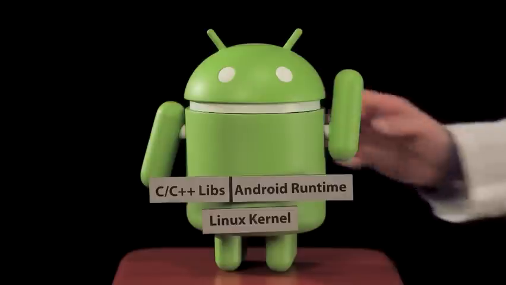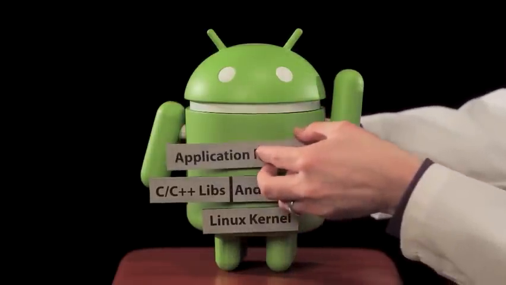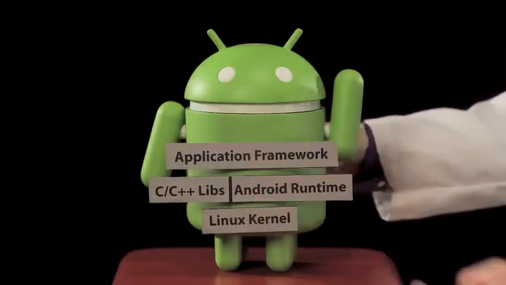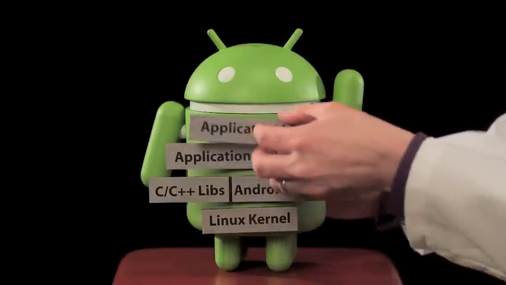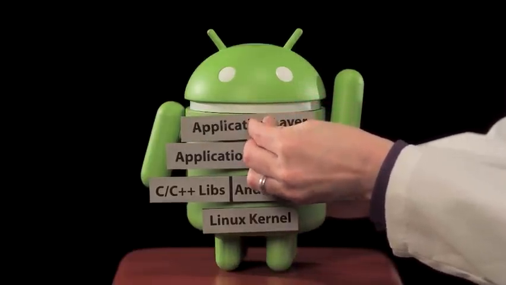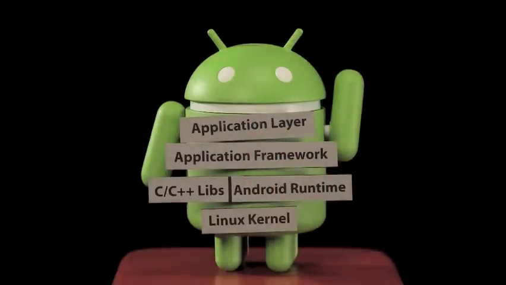Your apps run within its own instance of the VM, using the classes and services provided here, in the application framework. On top of that sits the application layer, which includes your app and every other app that's installed on the device. So when you hit run in Android Studio, the first thing that happens is your code gets compiled into bytecode that can be run in the Android virtual machine. That then gets installed onto the device.